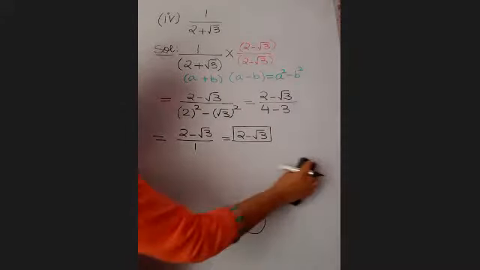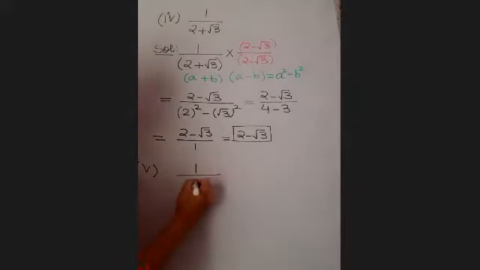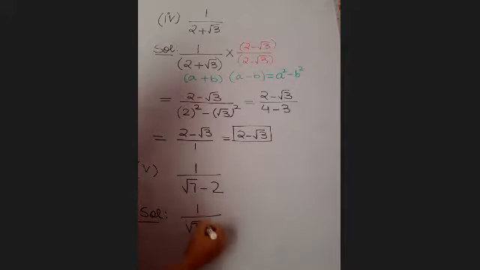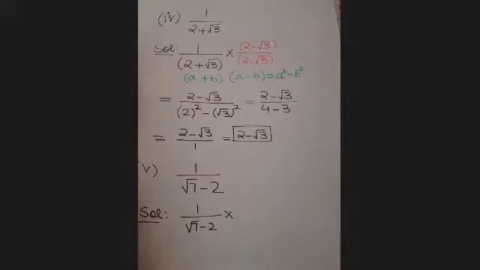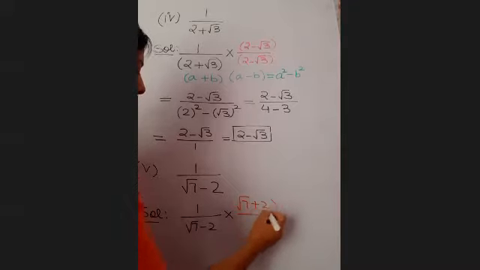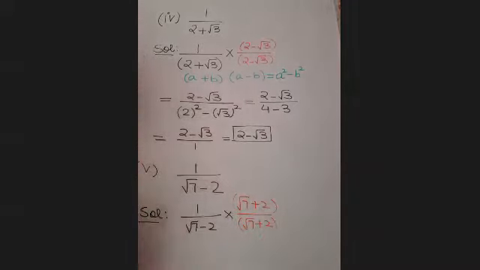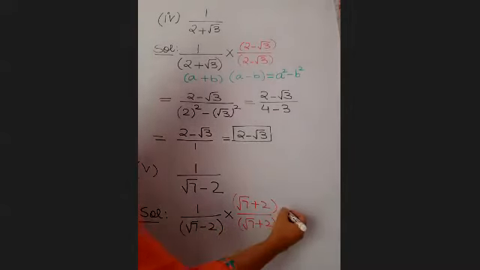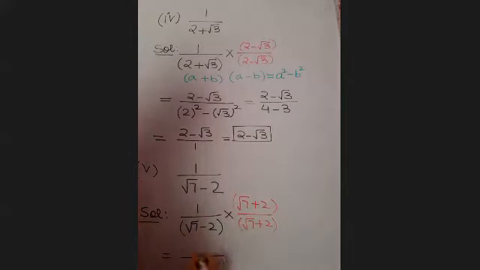Okay, something like this: 1 upon root 7 minus 2. So now this should be multiplied and divided by root 7 plus 2. Yes, it should be multiplied and divided by root 7 plus 2. So again, applying the identity, in the numerator it will be root 7 plus 2.